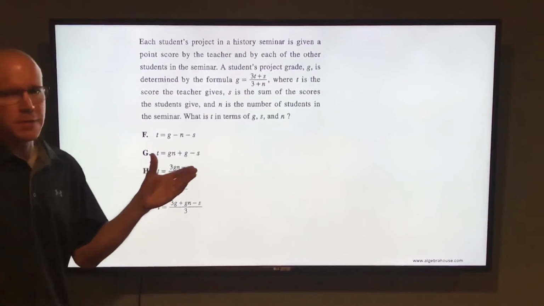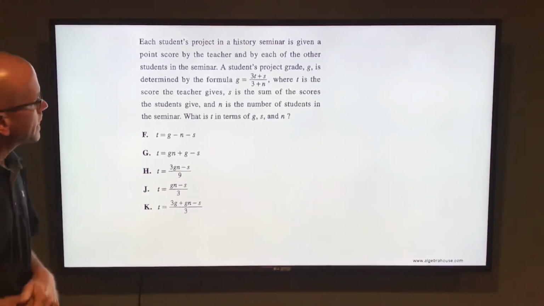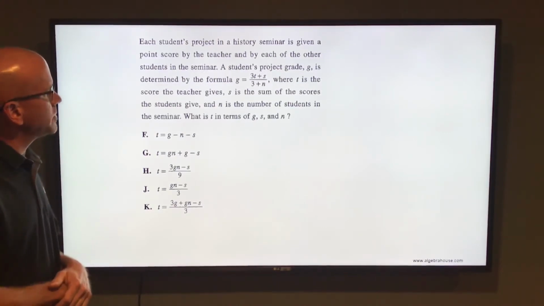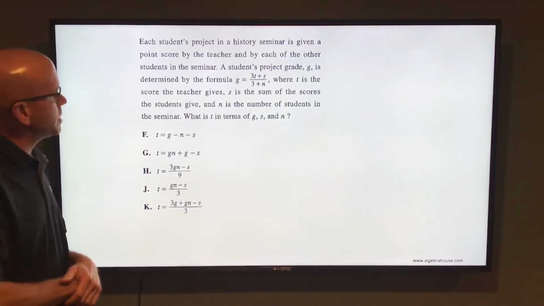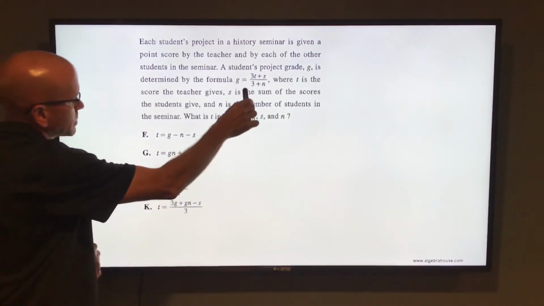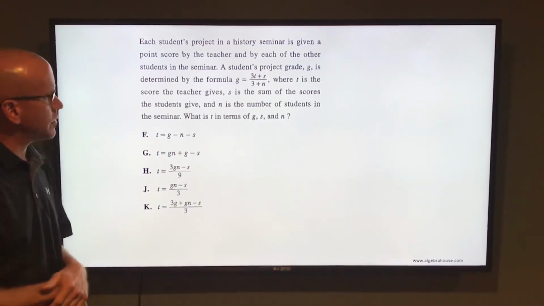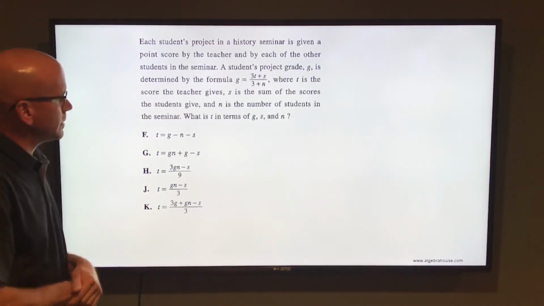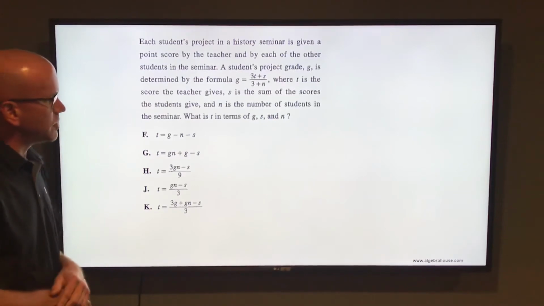Going to look at how the ACT test will ask a question relating to these literal equations. Each student's project in a history seminar is given a point score by the teacher and by each of the other students in the seminar. A student's project grade G is determined by the formula G equals 3t plus s over 3 plus n, where t is the score the teacher gives, S is the sum of the scores the students give, and N is the number of students in the seminar. What is T in terms of G, S, and N?